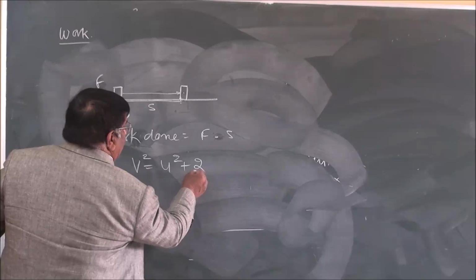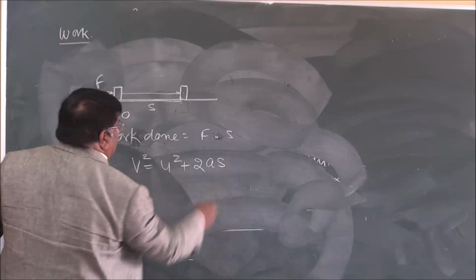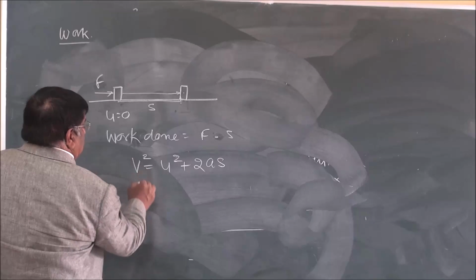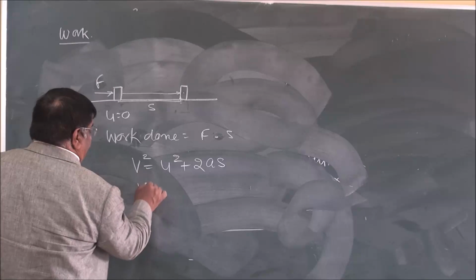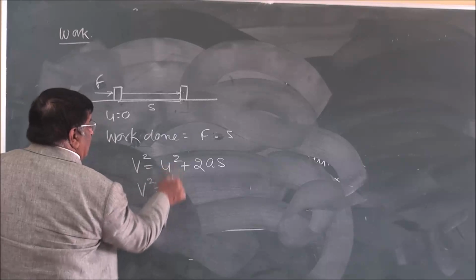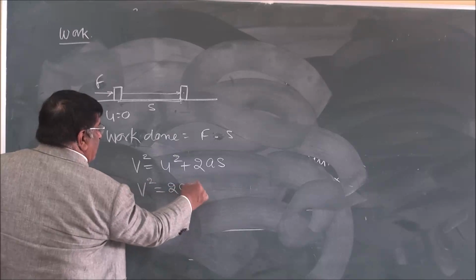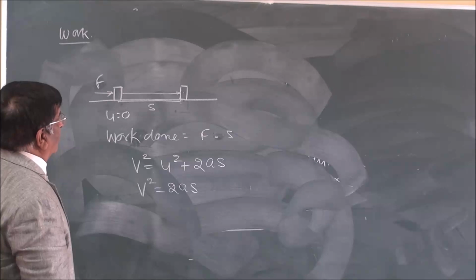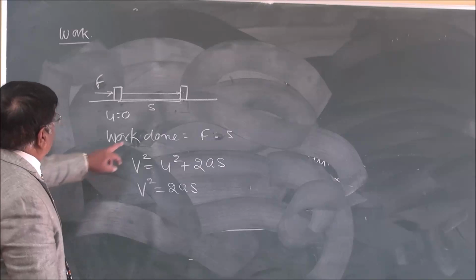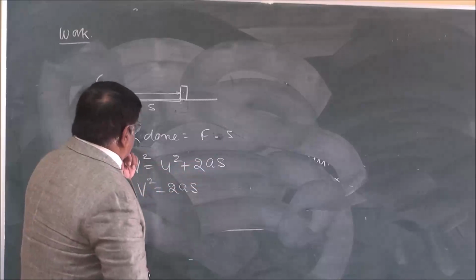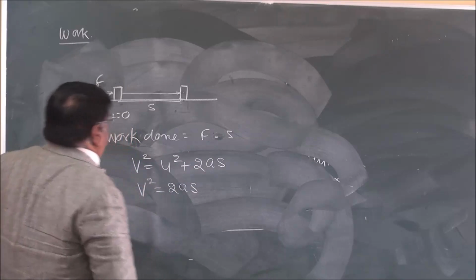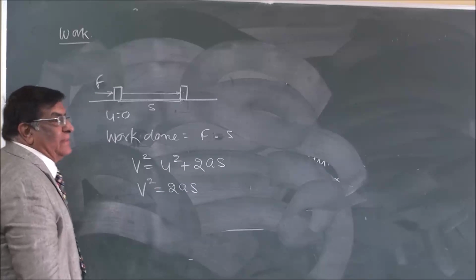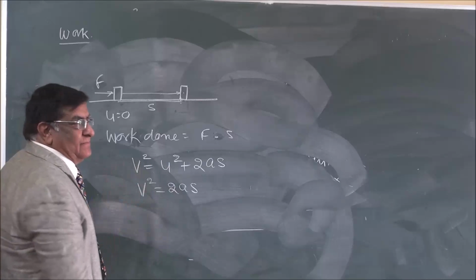Plus 2. What is that? AS. Okay. Now, v square. This was 0, so this is equal to 2AS. Right? Now, work done is force into this. 2AS. Multiply with mass on both sides.